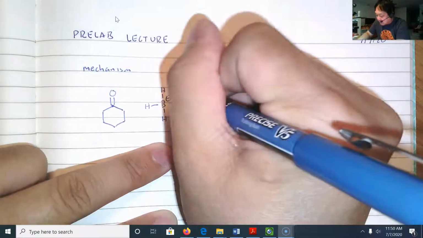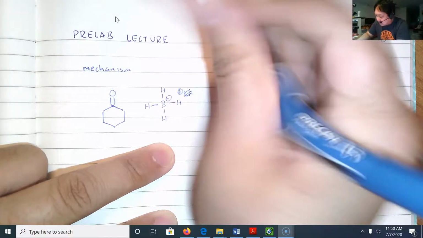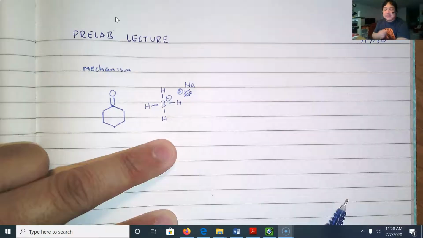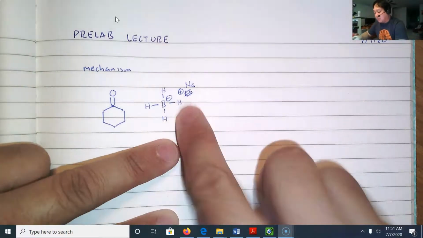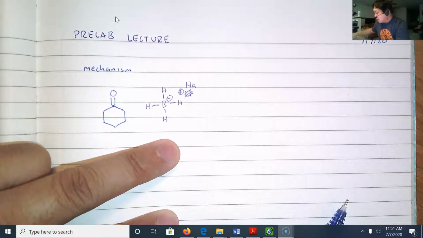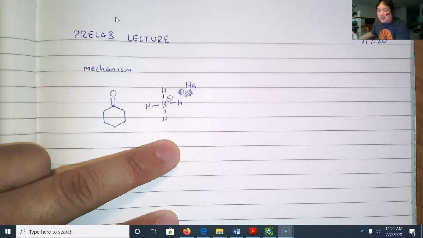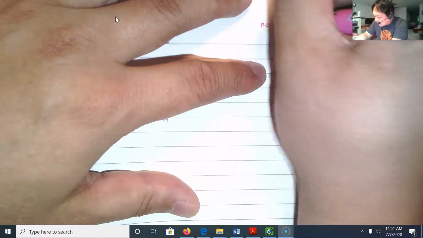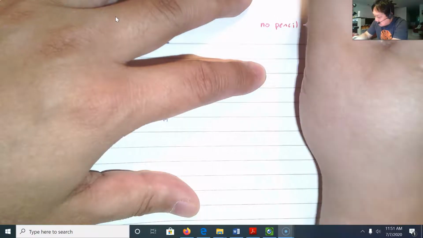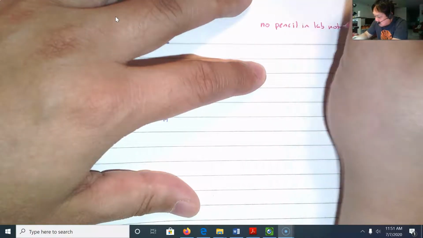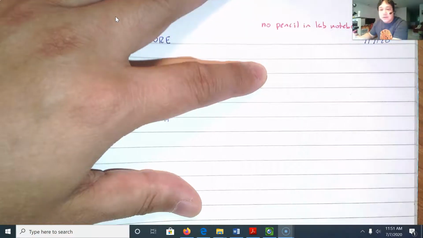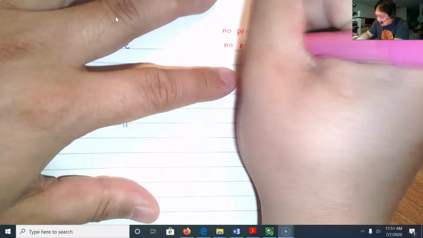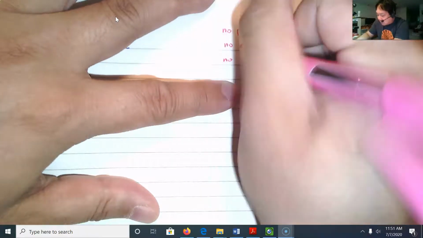We have sodium. If you make a mistake, don't white it out in the lab notebook. Just cross it out and correct it. Okay. All of these rules and guidelines you've heard before. Let me just put it here. No pencil in lab notebook. What else? No erasing. And no whiteout or blackout.